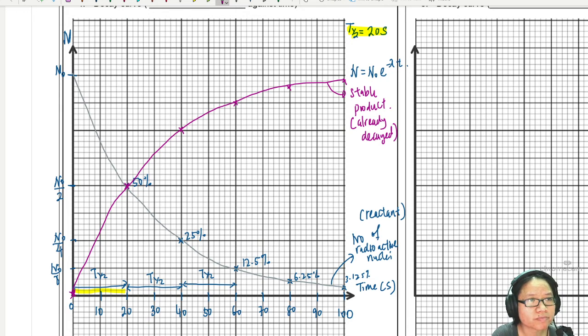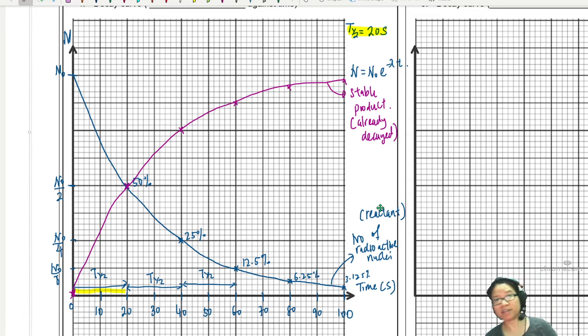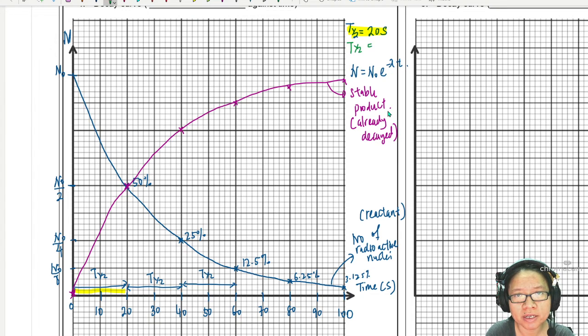So this is one. I think I'll just change the gray line to blue, because I want you to think about what happens if I change the half-life. For example, if I double the half-life, I'm going to pop up a green pen and let the half-life be 40 seconds. If the half-life is 40 seconds, it means that instead of taking 20 seconds to go down by half, it will take 40 seconds to go down by half. So that means it takes a longer time, guys. So another 40 seconds to go down by another half.